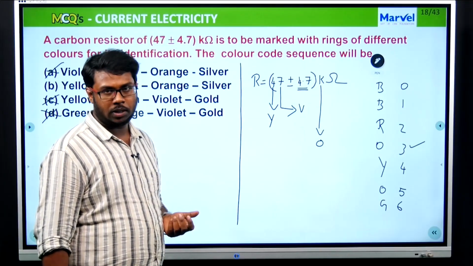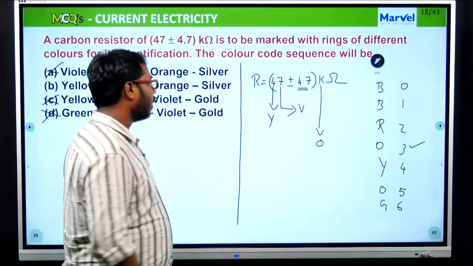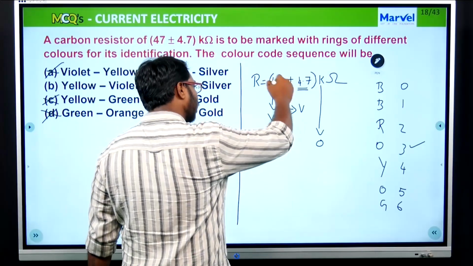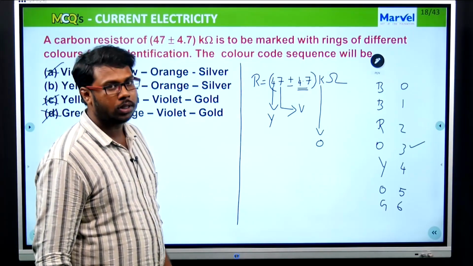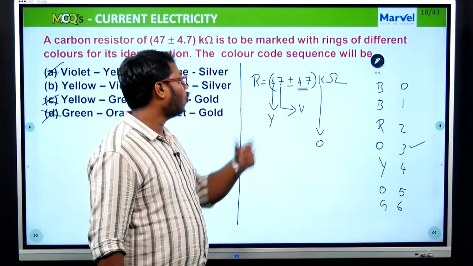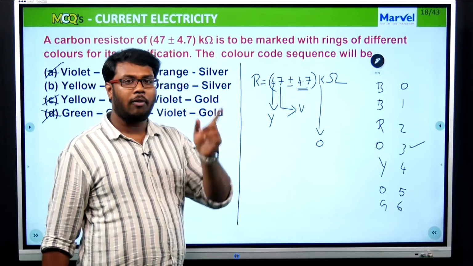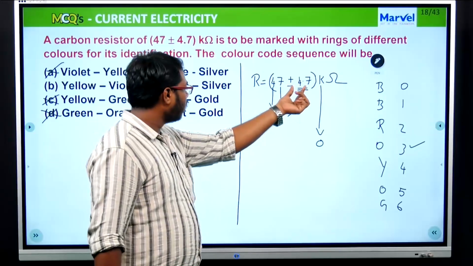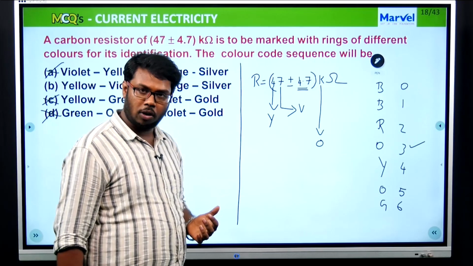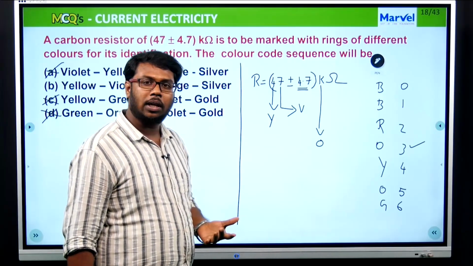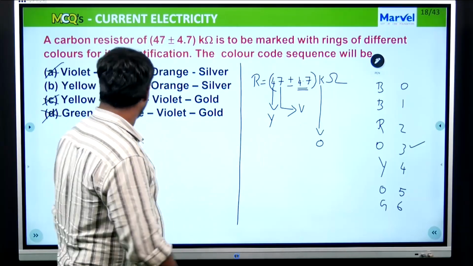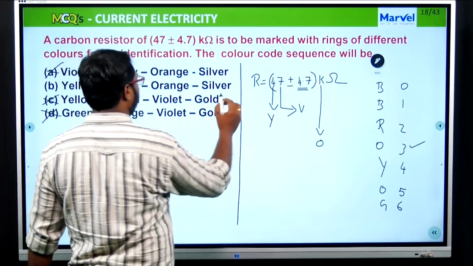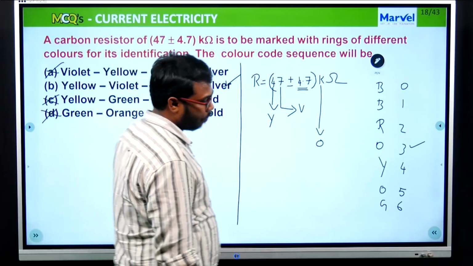What does the 10% mean? That 10% is nothing but the 10% of this 47. What is the 10% of the 47? It is 4.7. That is the reason why you got 4.7 in here. So you have to realize that 4.7 is nothing but 10% of 47, and 10% is nothing but the tolerance for the silver band. See? So your option B is what you get.